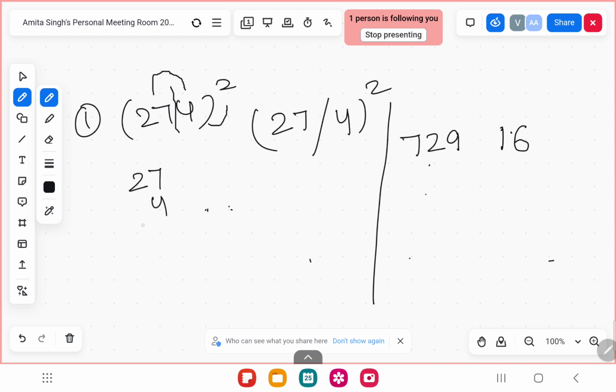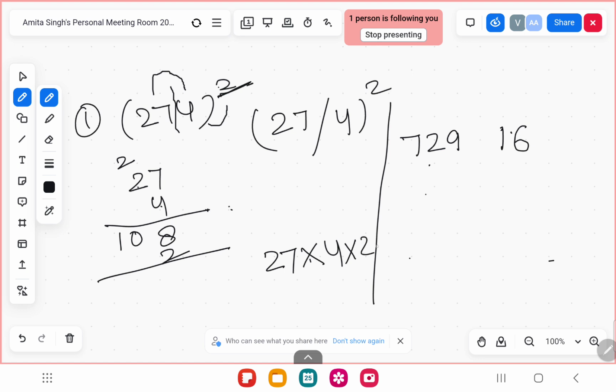So we have to multiply 27 into 4, the two separate digits which we divided from 274. 4 sevens are 28, 2 carried. 4 twos are 8, plus 2 carried is 10. So 108. Again with this 2: 108 into 2, not the square of 108, but into 2. So basically I will write 27 into 4 into 2.